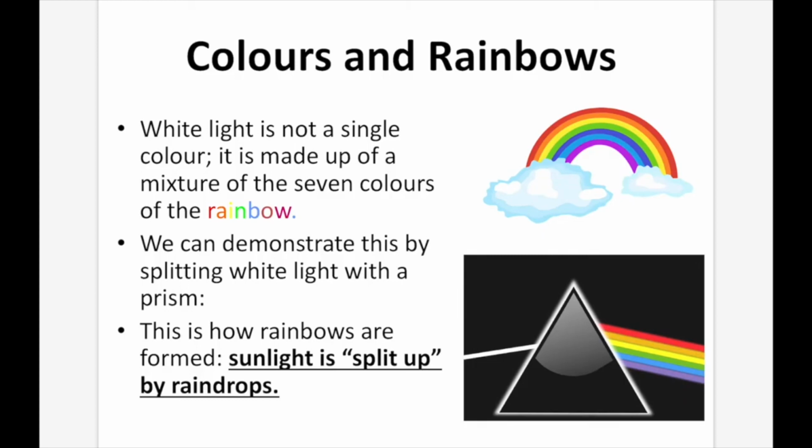Colors and rainbows. White light is not a single color, it's made up of a mixture of the 7 colors. We can demonstrate this by splitting white light with a prism, which you just did using the simulation. And this is how rainbows are formed. Sunlight is split up by the raindrops.